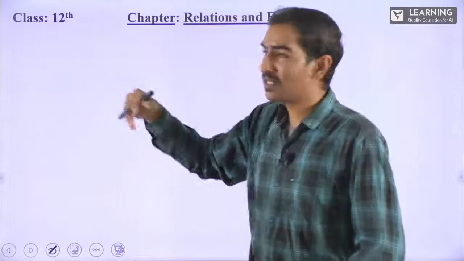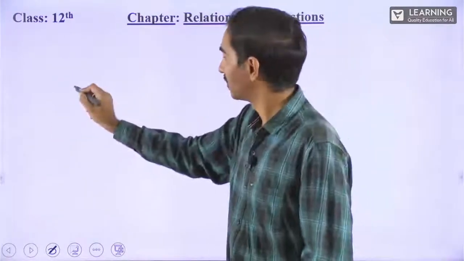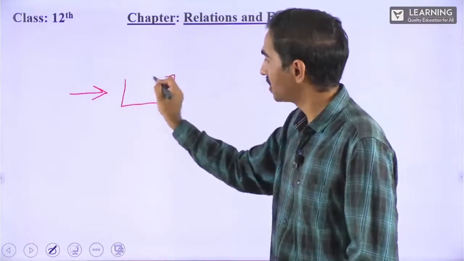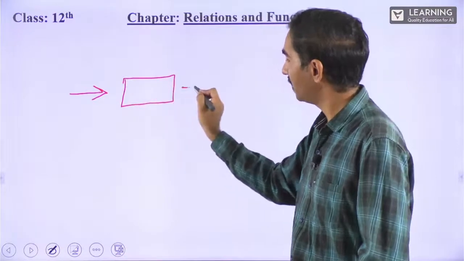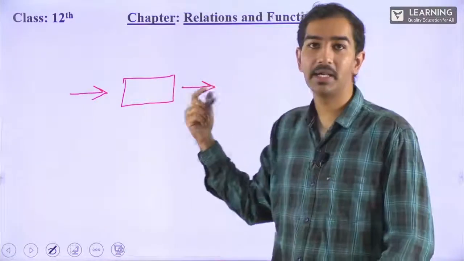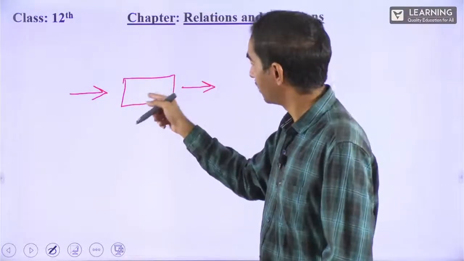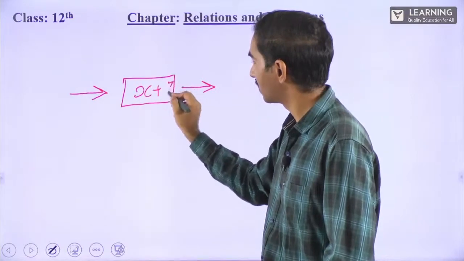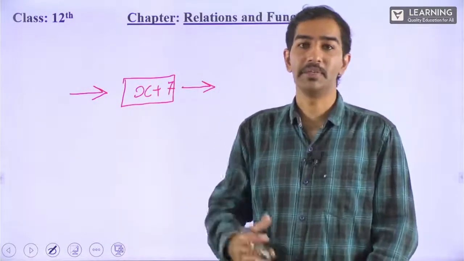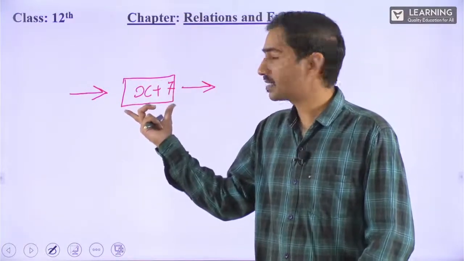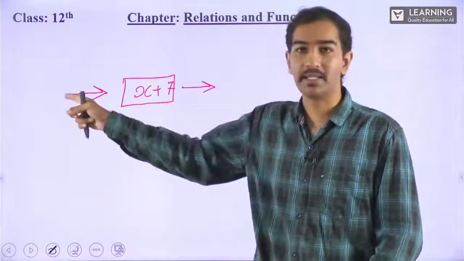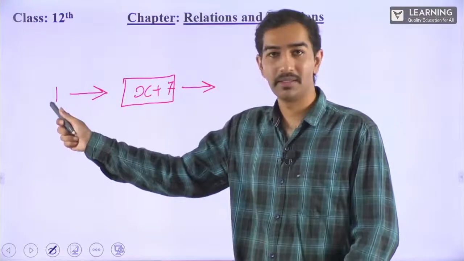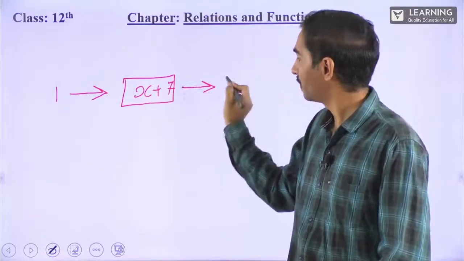So students, before we start with functions, I want to show you this. Here we'll be inputting something, and that input will get processed here. After processing, we will be getting the outcome. Let the process happening here be x plus 7. Now let us input x as 1. If x is equal to 1, then 1 plus 7 will be what?